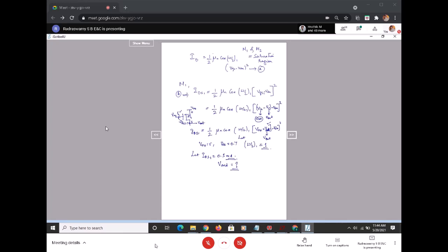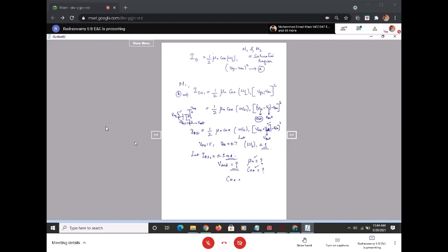So in order to calculate V out, we have other variables. That is, we don't know what is our mu n. We don't know what is the Cox. The moment we come to know what is mu n and Cox, we can calculate what is the V out there. And how to get this mu n and Cox?